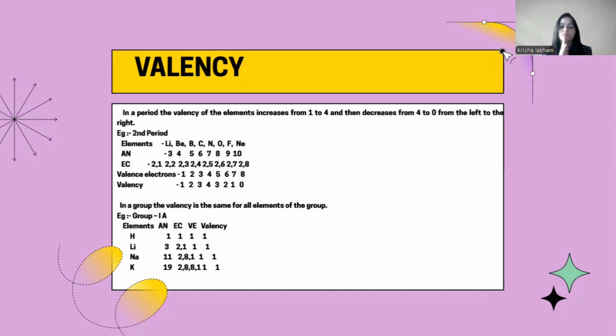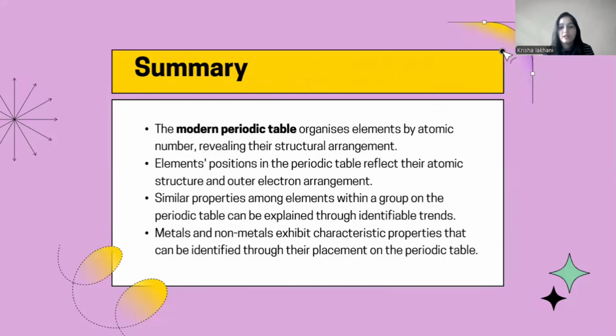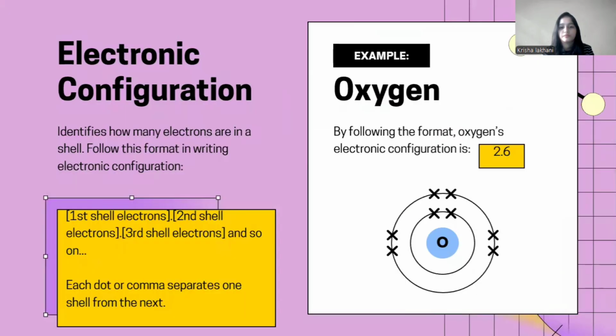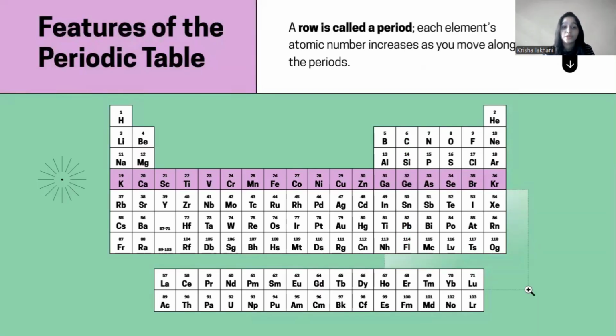In a period, the valency of the elements increases from 1 to 4 and then decreases from 4 to 0, from left to right. This is specifically told for this. A small hint and a trick again I am giving you here. If you start with group 1, it is +1.